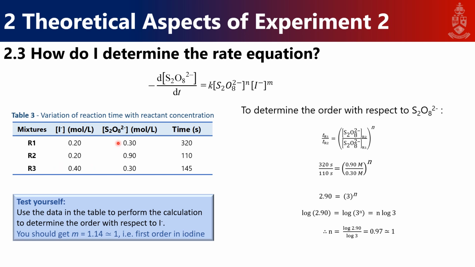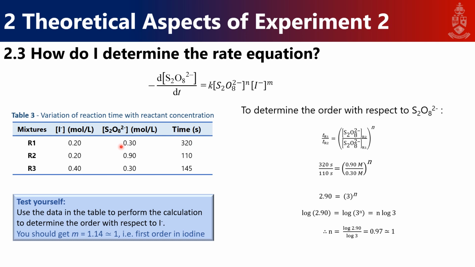Because if I look at experiment 1 and experiment 3, the concentration of my persulfate remained constant, and the concentration of my iodide varied. So the change in the time, or the variance in time, would be due to the variance in my iodide concentration, because the persulfate concentration remained constant.